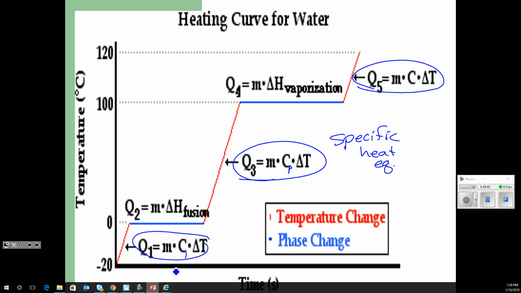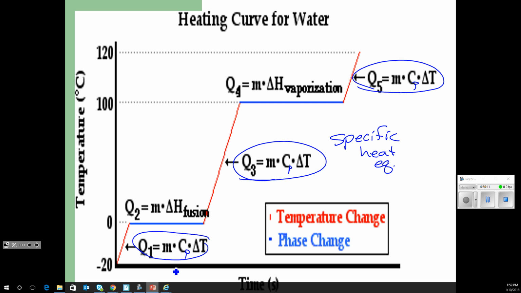So if you want to put a little Cp right here and here, then you'll know what I'm talking about. This is a constant, but it's a different constant for every phase. So the specific heat of water as a solid is different than the specific heat of water as a liquid, which is different than the specific heat of water as a gas. We'll do some problems with this next time.